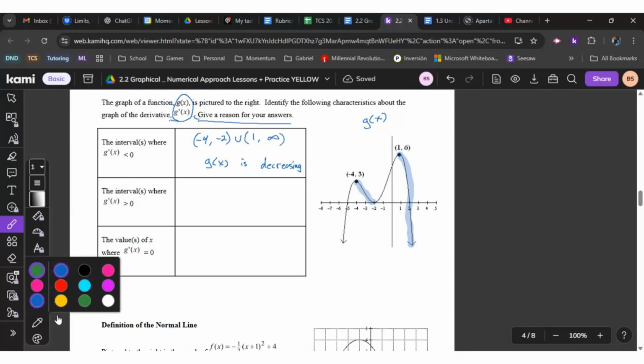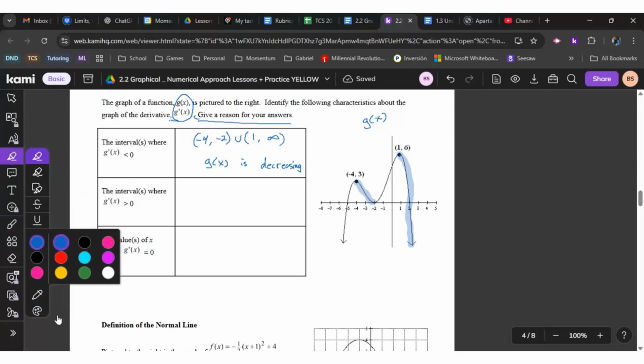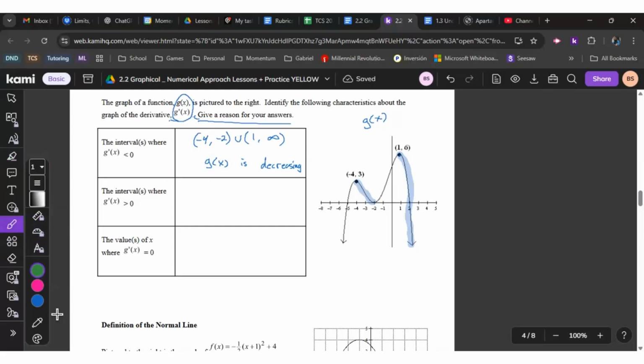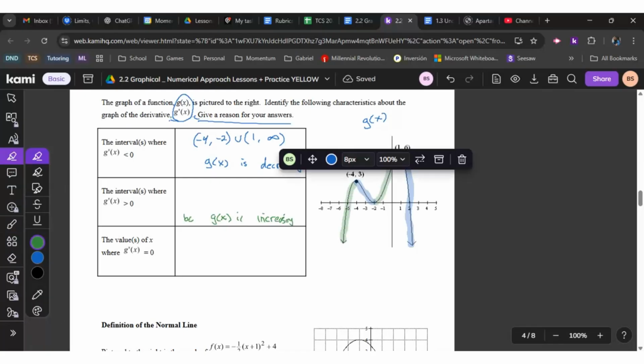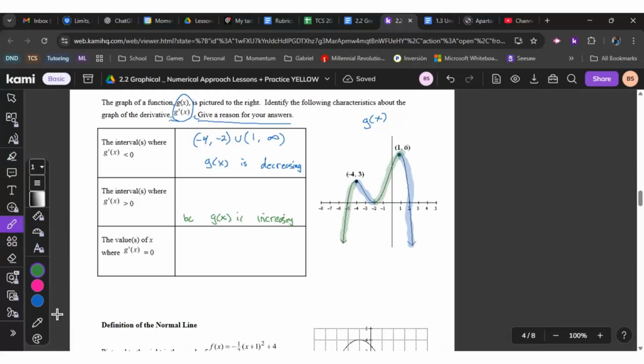All right, let's keep going with colors. Now I want to know the intervals where g prime of x is positive. So what's the original function doing? Increasing. Good. So let's say because g of x is increasing. Okay, and it's increasing here and here. So from negative infinity to negative 4, and negative 2 to 1.